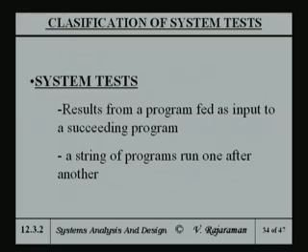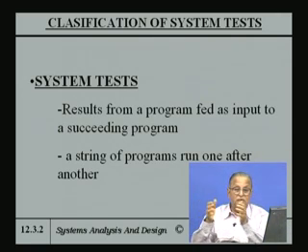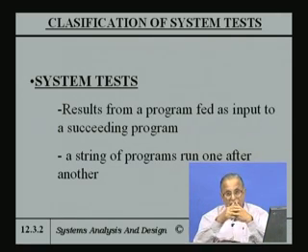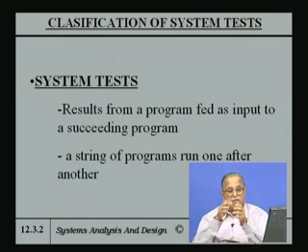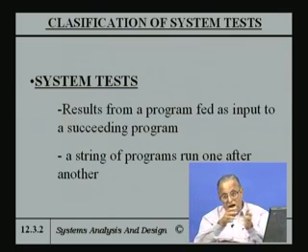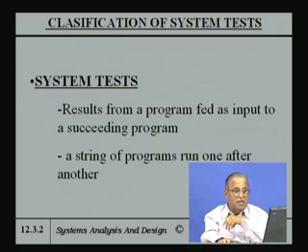Results from a program are fed as input to a succeeding program. In other words, because many programs go together and become a system, you have to see whether the proper inputs are being given to the next program. A string of programs is run one after the other to see if all of them properly synchronize and give the expected result.